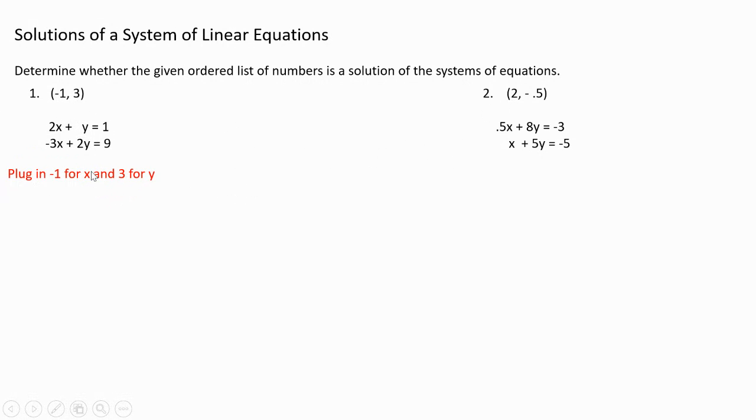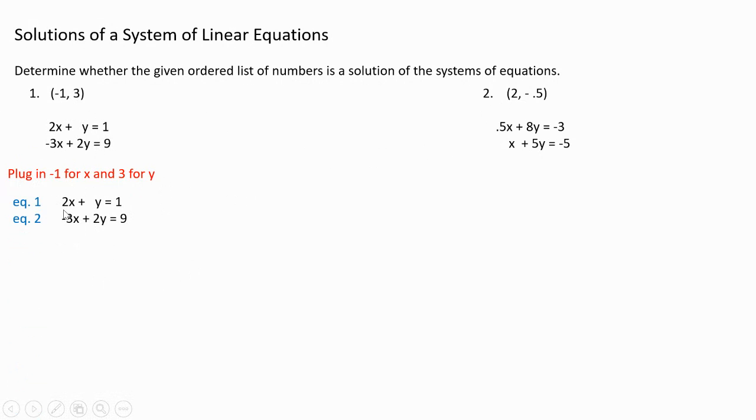We're going to plug in -1 for x on both equations and 3 for y. And if both answers, say for example, in equation 1, if this part gives me 1, then it's true. But it also has to be true for both of them. Okay, so let me show you what I'm talking about. So this is equation 1 and equation 2.